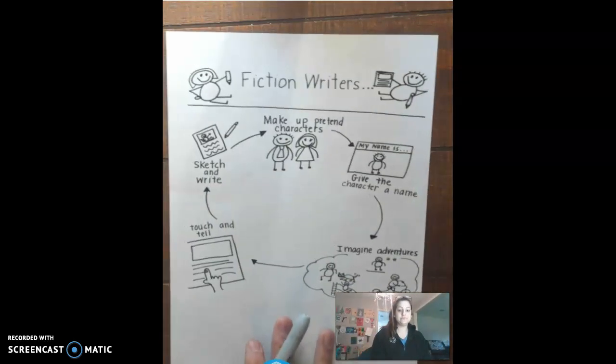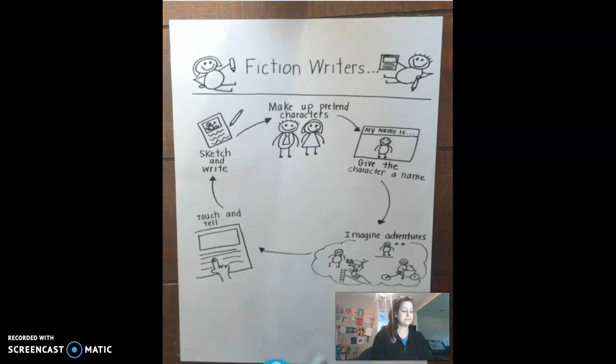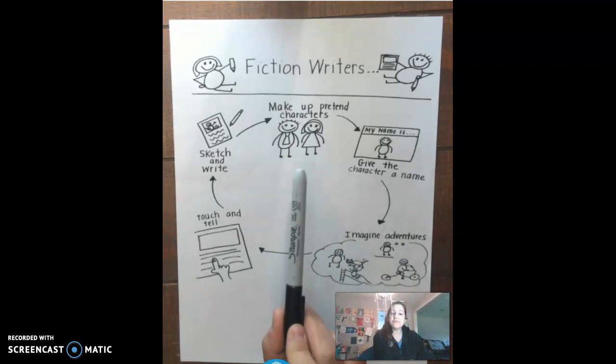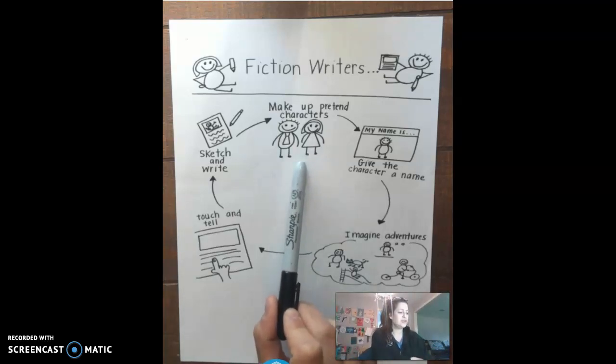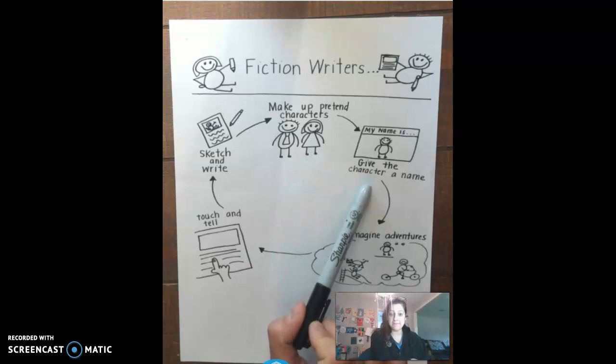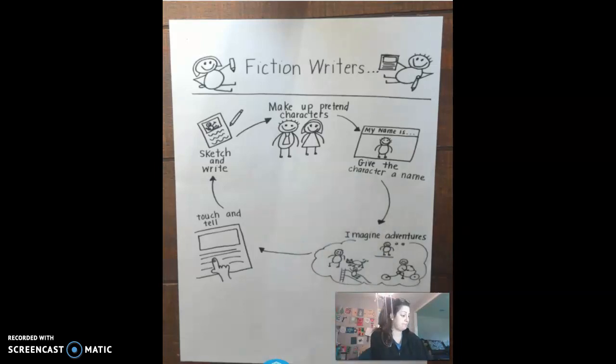So I'm going to show you a chart. Fiction writers. So the first thing you do when you're writing a realistic fiction story is you have to make up some pretend characters. You can give your characters a name. It can be any name you want. Maybe you have a favorite pet you want to name your character. That's fine. Give them a name.